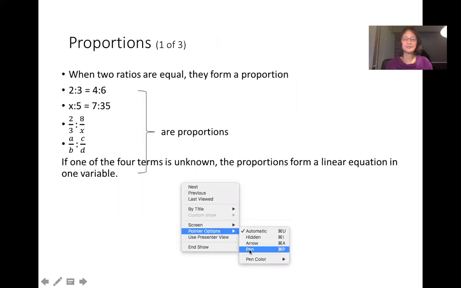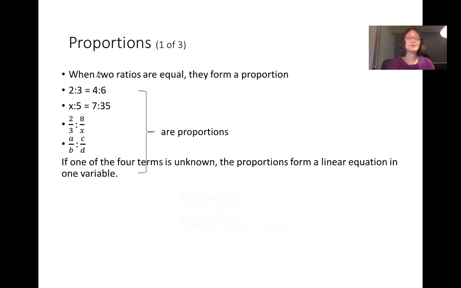Proportions. When two ratios are equal, they form a proportion. For example, 2 to 3 is the same as 4 to 6. They form a proportion. X to 5 equals 7 to 35. Remember, a proportion can also be written using the ratio format. For this example, we use the ratio format here.